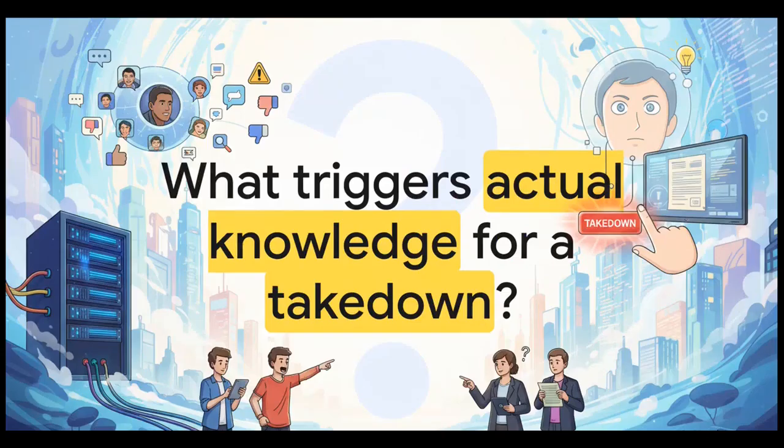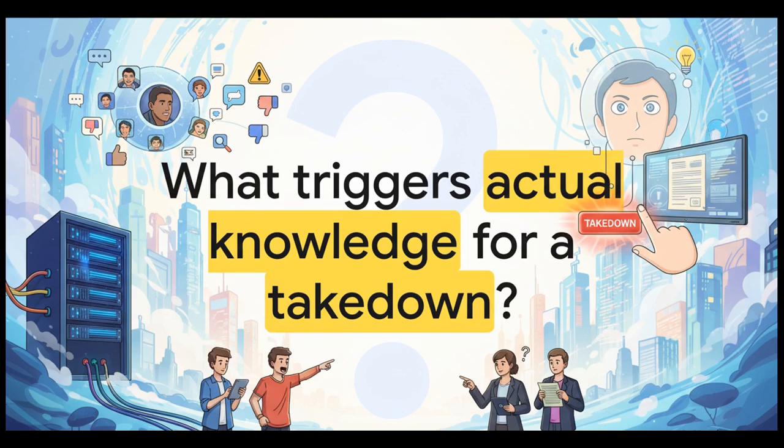But wait, the Shreya Singhal case actually tackled a second massive issue too, the liability of intermediaries. Think of your big social media platforms, search engines, or ISPs. Section 79 grants them what we call a safe harbor, basically immunity from being sued for what their users post. But of course, there's a catch. They have to remove unlawful content the moment they receive actual knowledge.